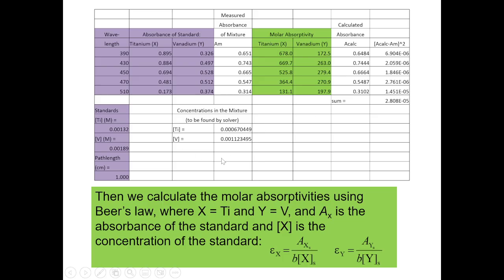So this is what that looks like. So you do different standards at these different places. You take the different absorptions, the different wavelengths. So when we calculate the molar absorptivity using Beer's law, X would be titanium here, Y would be vanadium. A of X is the absorbance of the standard, and X is the concentration of the standard. Is that okay? And remember that X is your titanium, right?